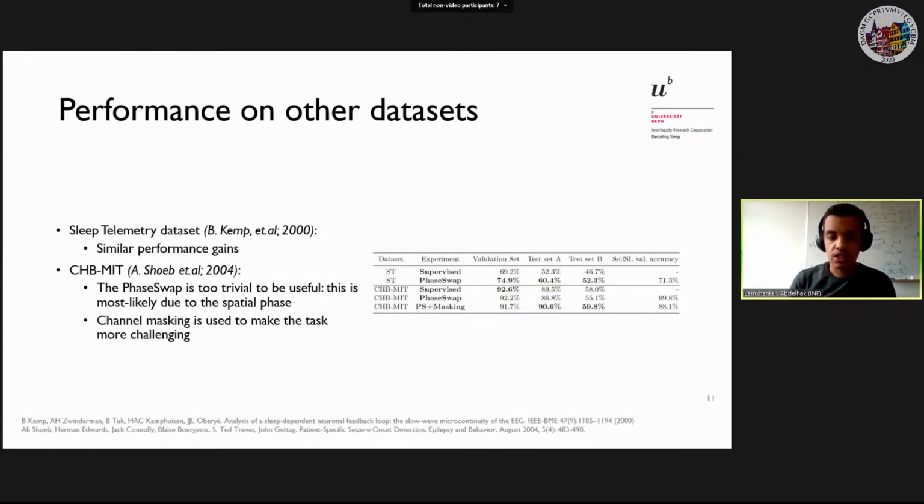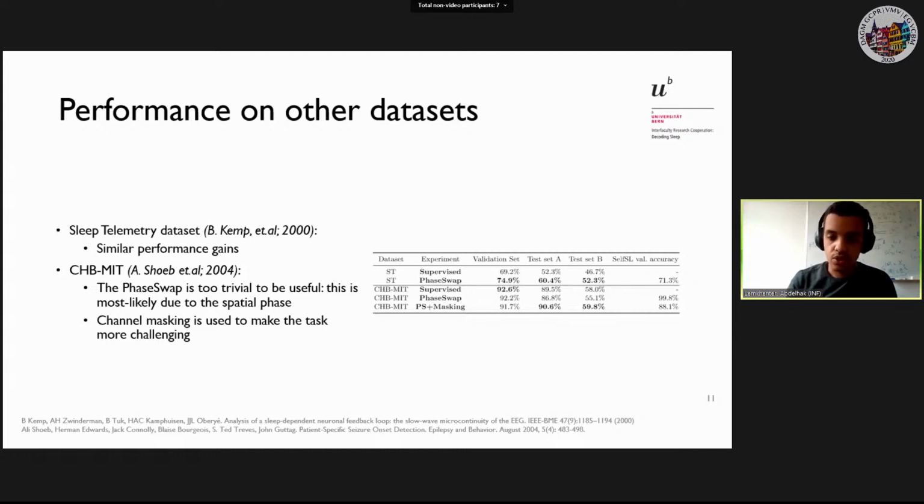We also evaluate our model on 2 additional datasets. The first one is the sleep telemetry dataset, which is very similar to the sleep cassette before. And we also obtain very comparable results to the previous experiment, with an increase of accuracy of around 8% on both testset A and testset B.